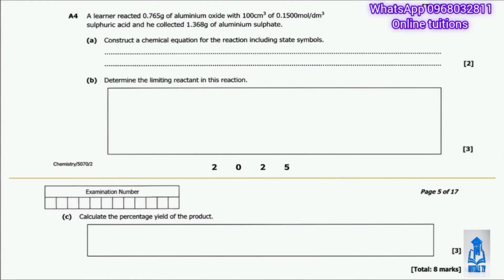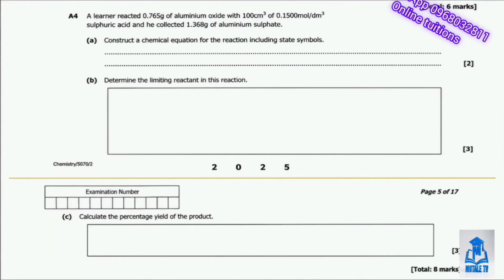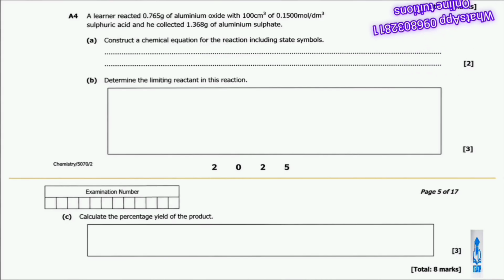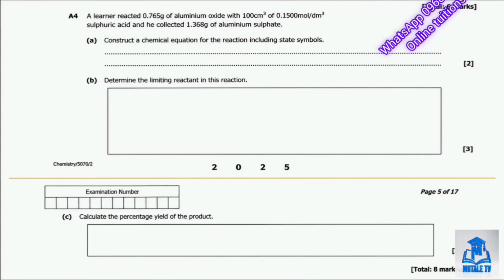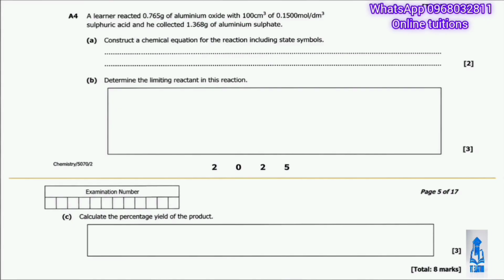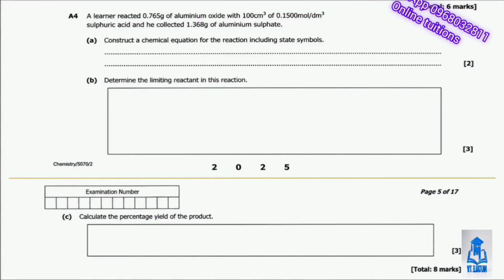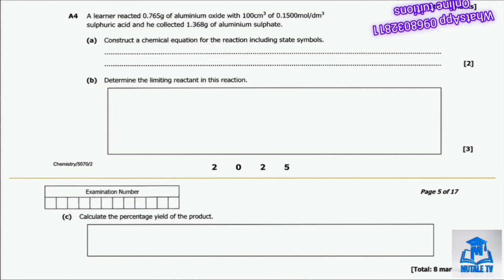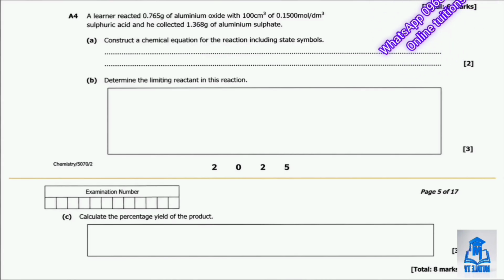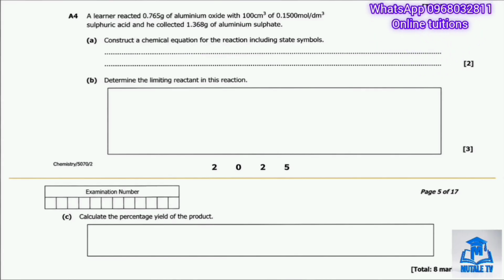A4, a calculation question. So question A4 tells us that Elena reacted 0.765 grams of aluminum oxide with 100 cubic centimeters of 0.1500 moles per cubic decimeter of sulfuric acid and collected 1.368 grams of aluminum sulfate.